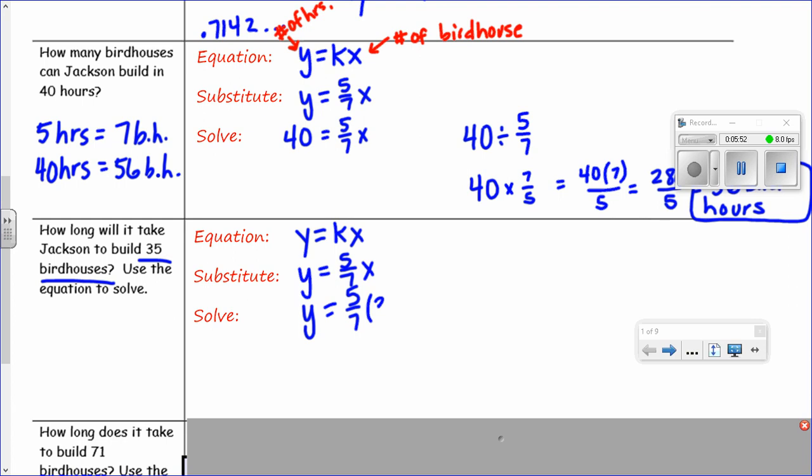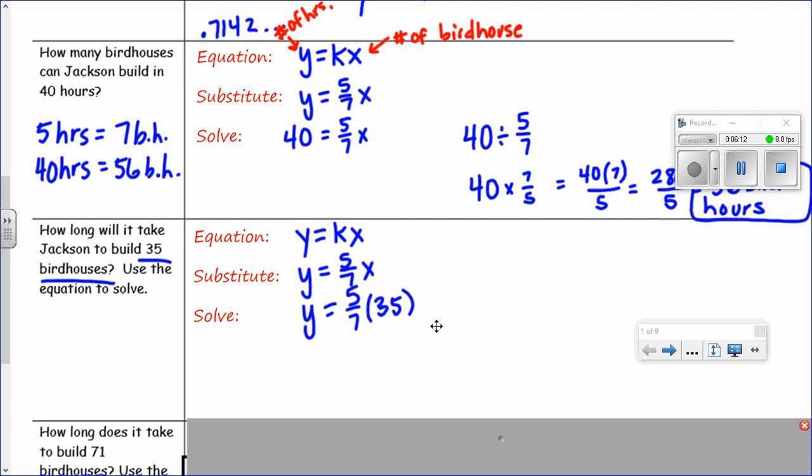I'm so sorry. Oh, no, that's right. Sorry, I just wanted to make sure here. That just took a second. Okay, so, right, because y is the number of hours and x is the number of birdhouses. I didn't want to keep going until I made sure that what I was saying was matching what I was writing. Sorry about that.